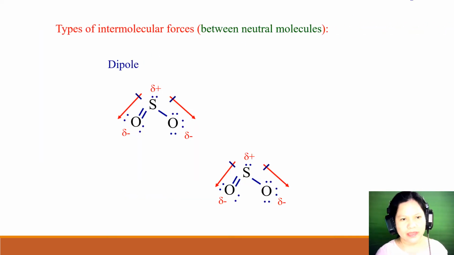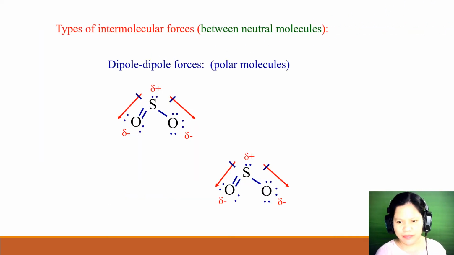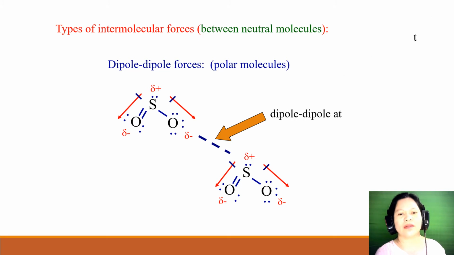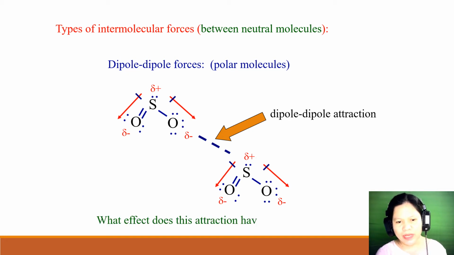Another example is the dipole-dipole forces of attraction, which contains the polar molecules of silicon dioxide. Okay, why is there a dipole-dipole force? Because there is an attraction between the positively charged and the negatively charged. Now, if these two forces of attraction of silicon dioxide are in another silicon dioxide, what would be the effect of this attraction on the boiling point?